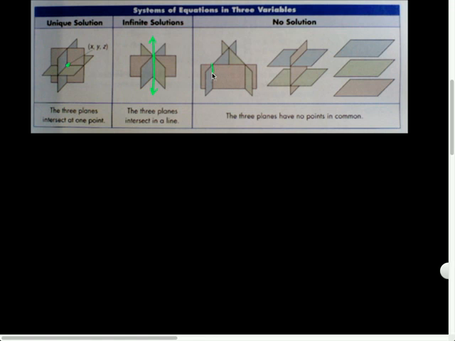Here's a solution between 2 planes, another solution between 2 planes, and another solution between 2 planes, but there's no commonality between those. So there's no common solution between all 3.